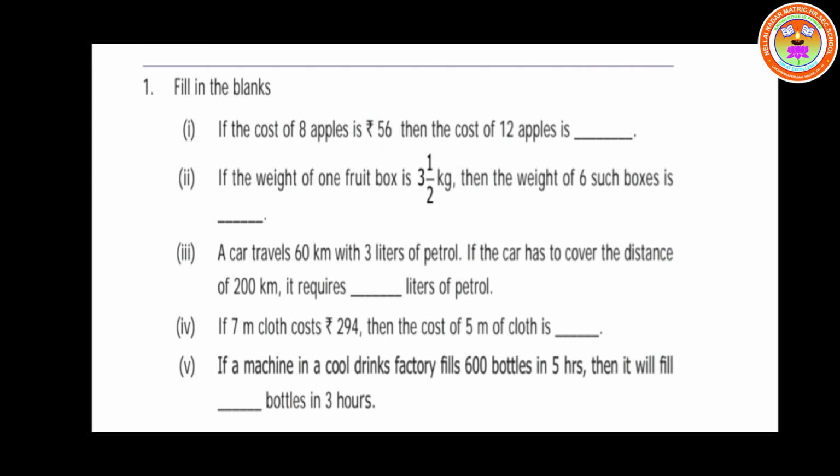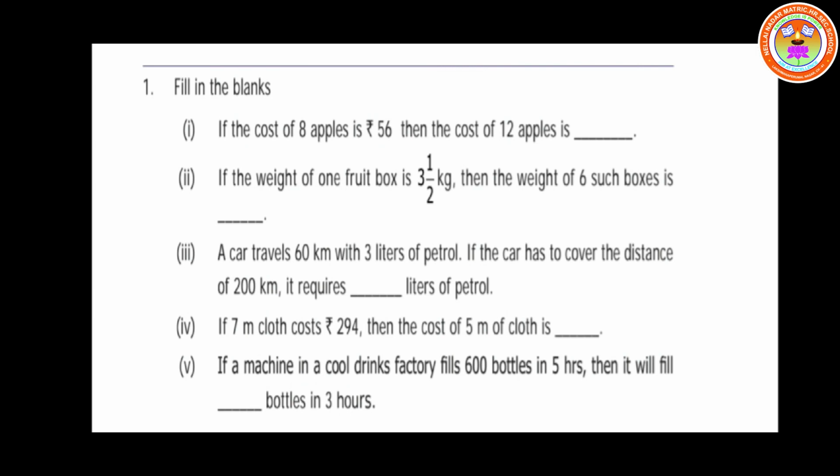If a machine in a cool drinks factory fills 600 bottles in 5 hours, then it will fill dash bottles in 3 hours. You have to find. The machine in the cool drink factory is filling 600 bottles in 5 hours. Then in 3 hours, how many bottles will it fill? You have to find.